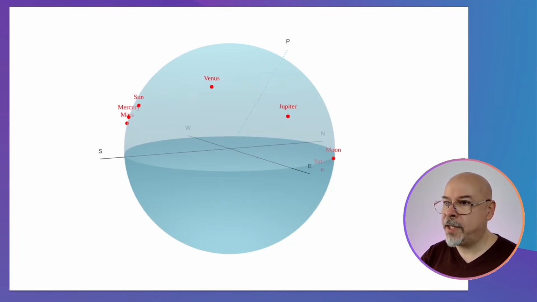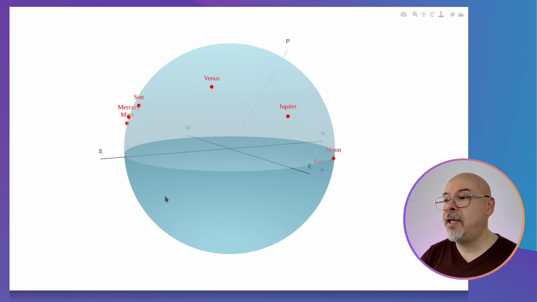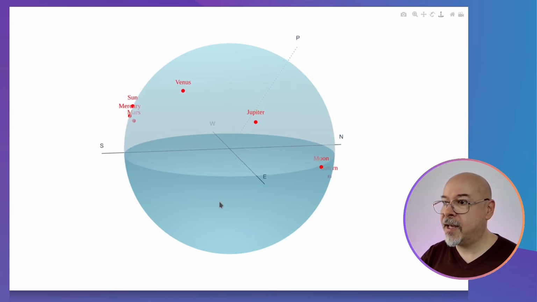Today we will get acquainted with the geometry of primary directions. Take a look at this model of a three-dimensional sphere. The observer is at the center, surrounded by the local horizon.